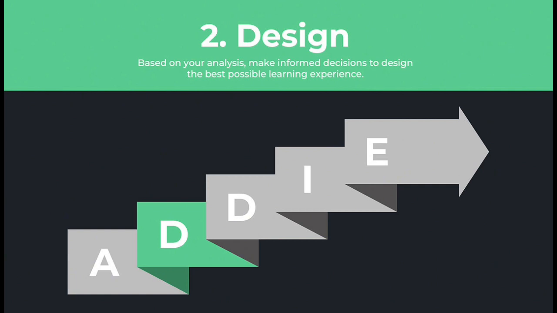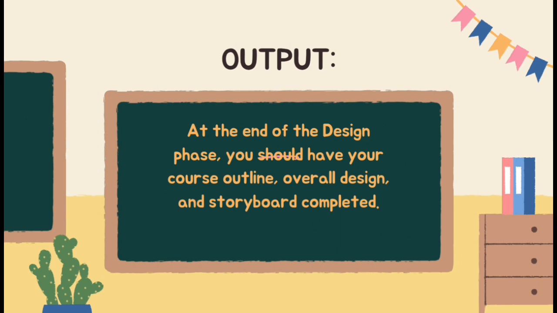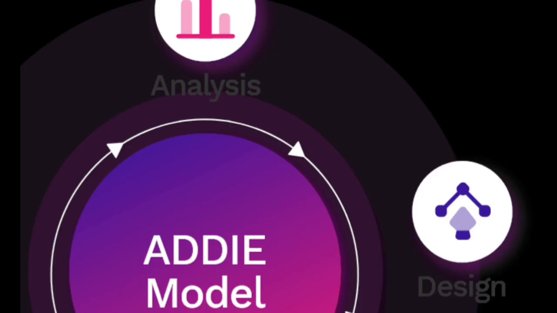Storyboards are meant to help the designer and stakeholders visualize big ideas. They can also speed up the development process. Note that while storyboarding can be helpful, many projects don't allow sufficient time for such detail. And as for your output, at the end of the design phase, you should have your course outline, overall design, and storyboard completed. Since you've got your analysis, you've got your design, now it's time to start building.